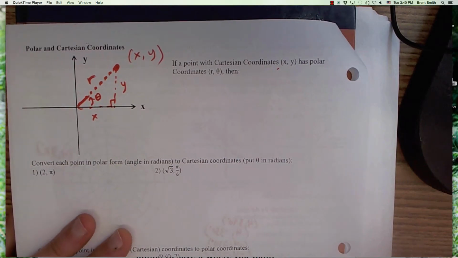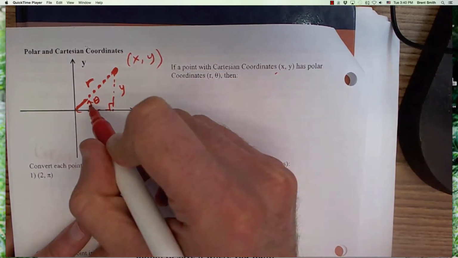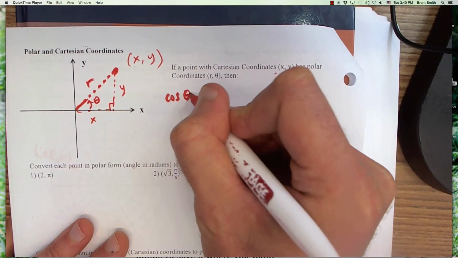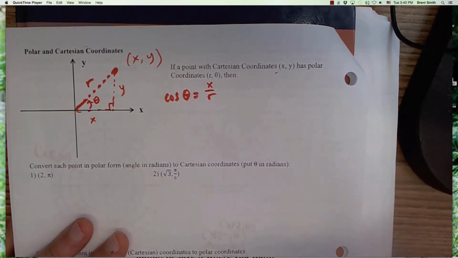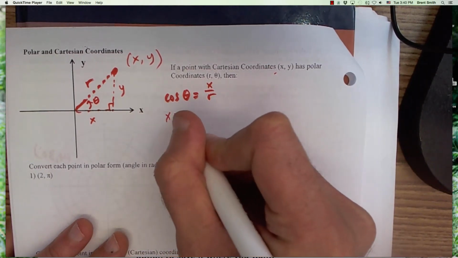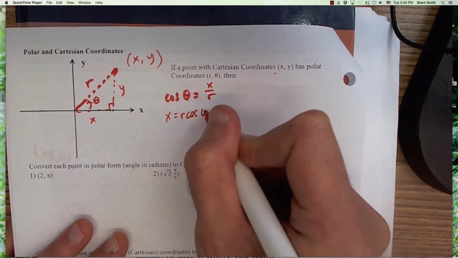Okay, so let's think about some relationships we could make here. So cosine of theta equals x over r. Multiply both sides by r, and we get a way to represent x is r cosine theta.